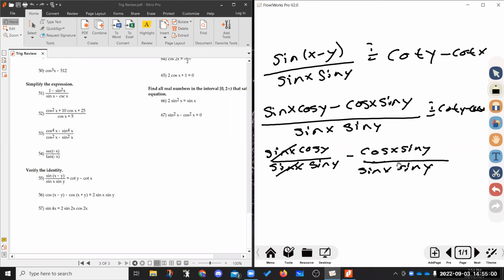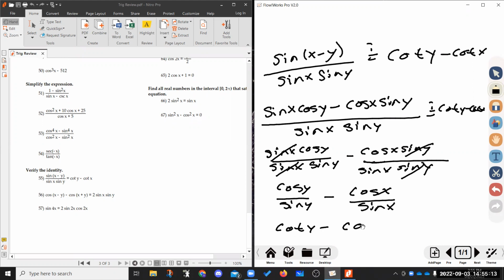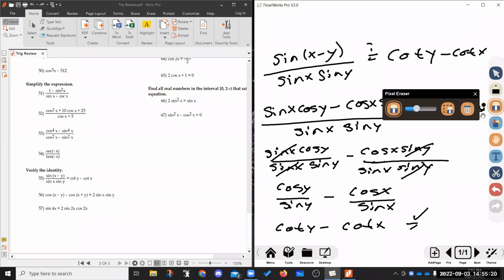Sine cancels out with sine there. Sine cancels out with sine there. Cosine of y over sine y minus cosine of x over sine x is going to give me cotangent of y minus cotangent of x, which is what my right-hand side said, and my identity has been established.